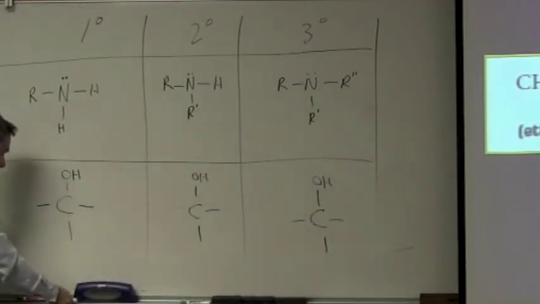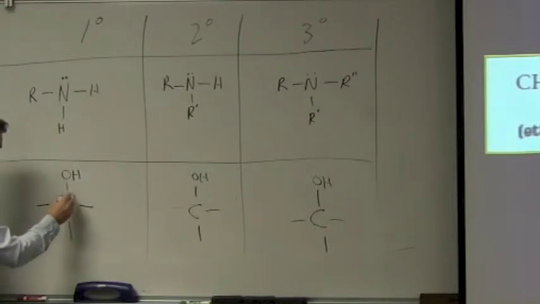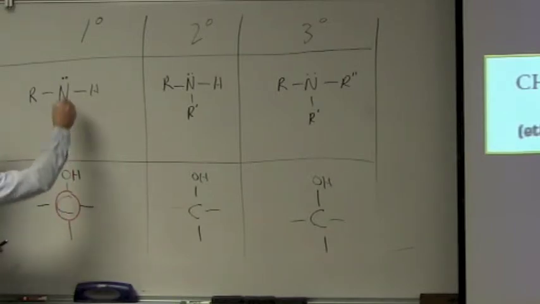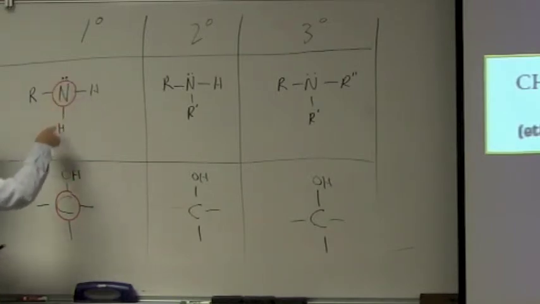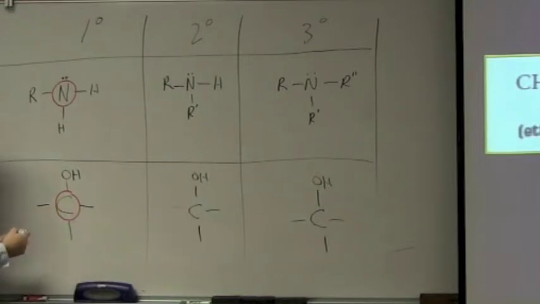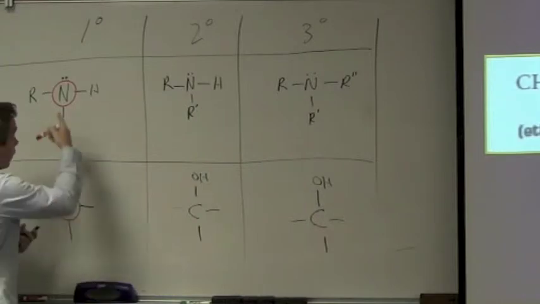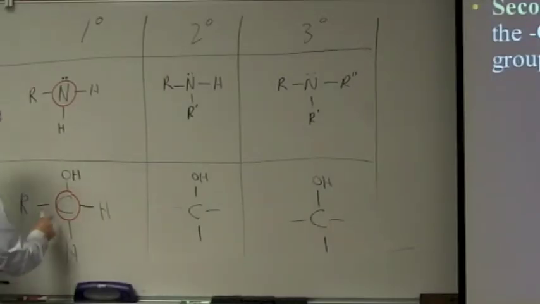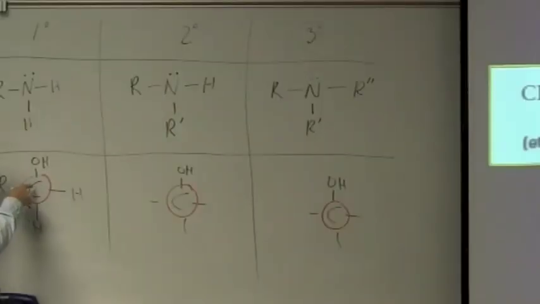I'm going to circle the carbon that's carrying the OH, just so we can keep track of it, is that one. Up here we kept track of what was bound to the nitrogen. Here we keep track of what is bound to the carbon that's carrying the OH. And it works the same way. In a primary alcohol, the carbon that's carrying the OH is bound to 1 other organic group. Another way of saying that is the OH is on the end carbon in the parent chain.